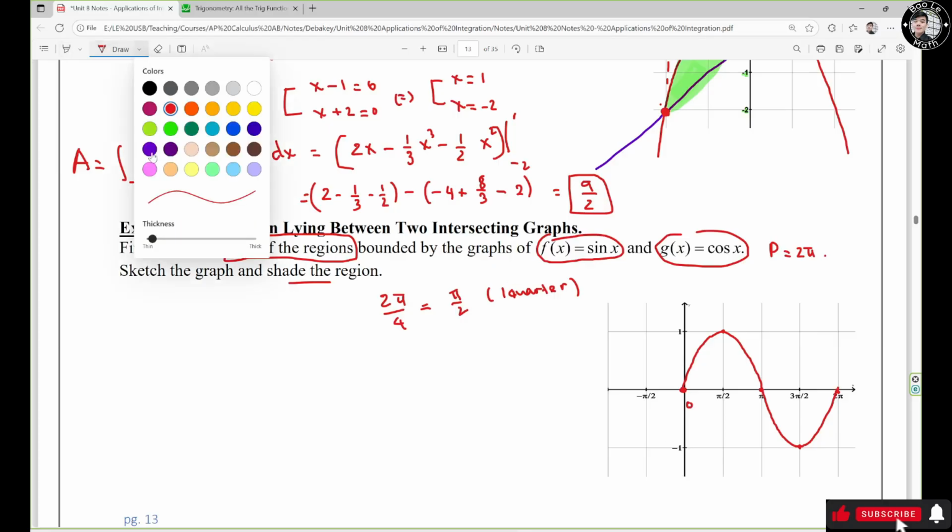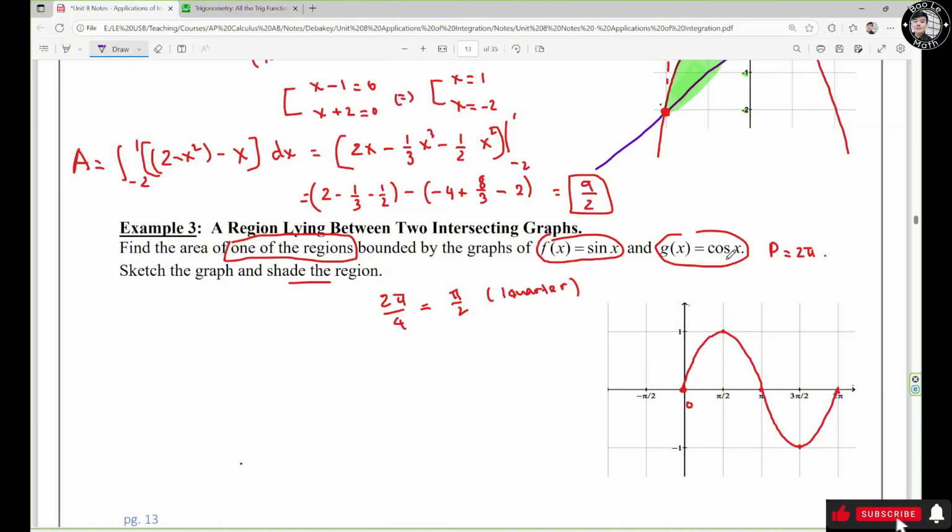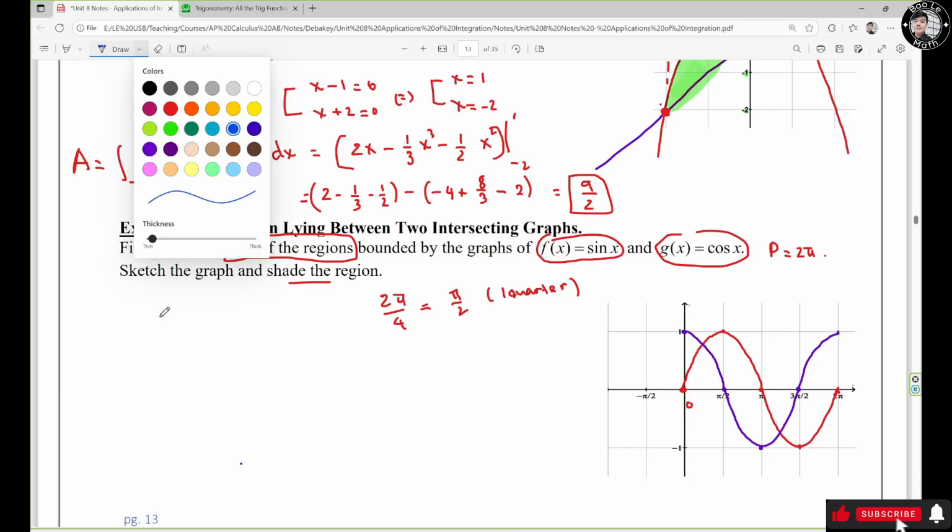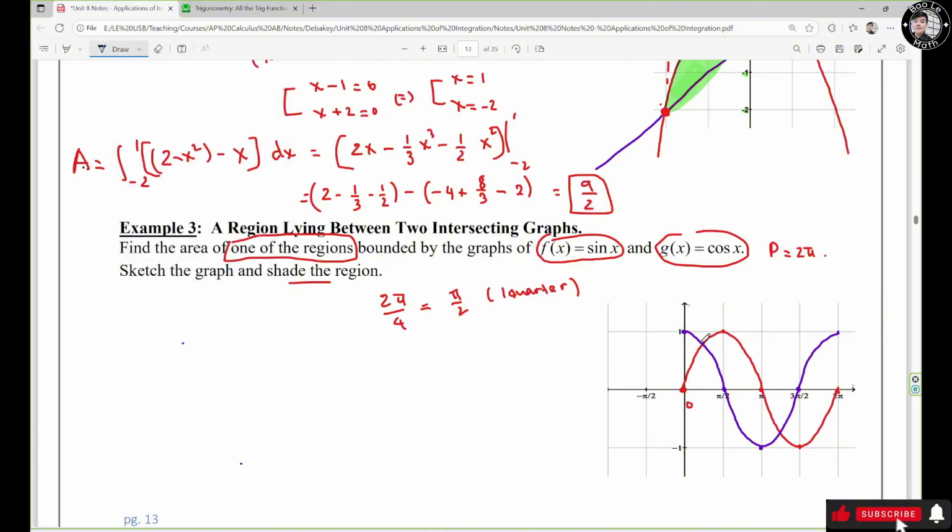Now, the cosine function starts from the maximum. So it starts from here, goes down to the midline, goes down to the minimum, back up to the midline, and goes back to the maximum. So it could be something like this. Now you need to find the intersection between the two graphs. The first intersection is right here, and the second intersection is right here. And the shaded region should be this one.